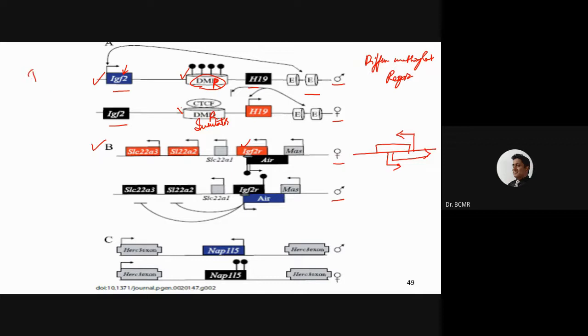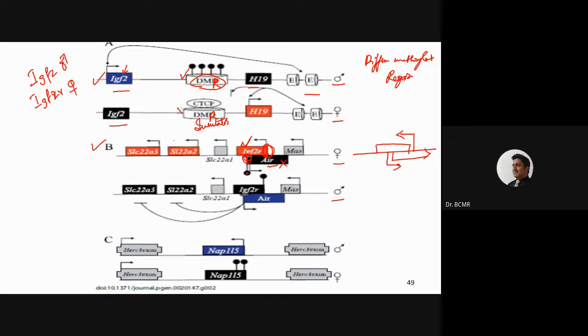So IGF2 is expressed from the paternal allele, right? IGF2R, the receptor for IGF2, is expressed from the maternal allele. Let's finish the expression of this. There are 2 promoter regions: one for IGF2R, and the other for a non-coding RNA called AIR. All the black ones are supposedly the repressed ones. In this region in B, on the maternal allele, the regulatory elements of IGF2R are not methylated. Therefore, there will be expression of IGF2R. Whereas the regulatory region of AIR is methylated, so AIR is not expressed.